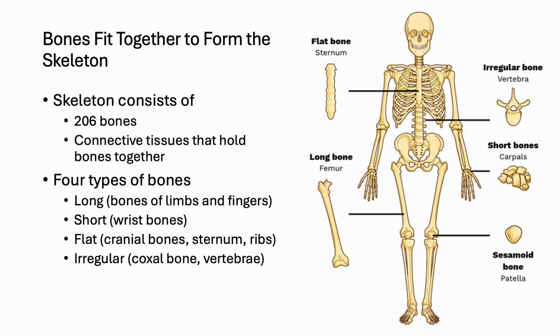The skeleton itself is composed of 206 bones that work together with connective tissues to form the body's structural framework. Bones are categorized into four main types. Long bones, such as those in the limbs and the fingers, are designed for movement and leverage. Short bones, like those in the wrists, provide stability and limited motion. Flat bones, including the cranial bones, the sternum and the ribs, protect organs and offer broad surfaces for muscle attachments. And irregular bones, such as the coxal bone and vertebrae, have specialized shapes for unique functions. Together, these bones protect organs, enable movement, and store minerals, while also producing blood cells in the marrow.